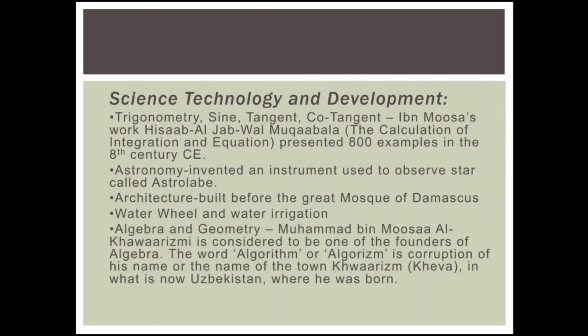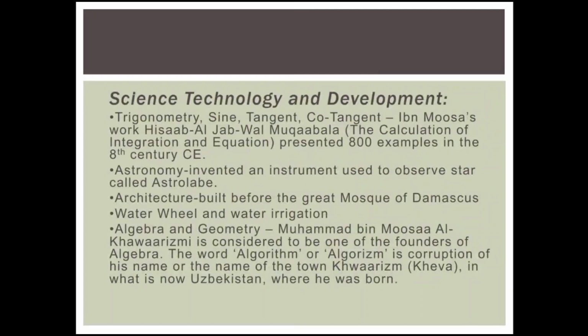Next, algebra and geometry. Muhammad bin Musa al-Khwarizmi is considered to be one of the founders of algebra. The word algorithm is a corruption of his name or the name of the town Khwarizm, Khiva, in what is now Uzbekistan, where he was from. In addition to introducing the Arabic numerals, he developed several arithmetical procedures.